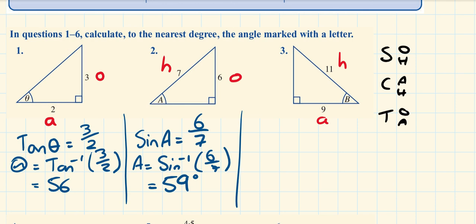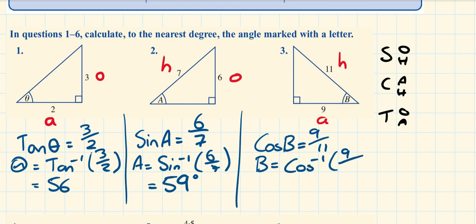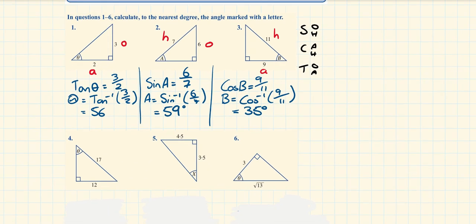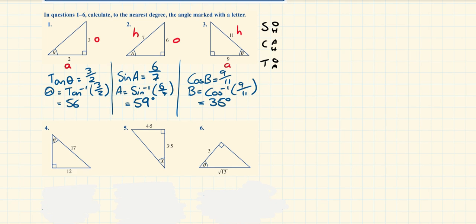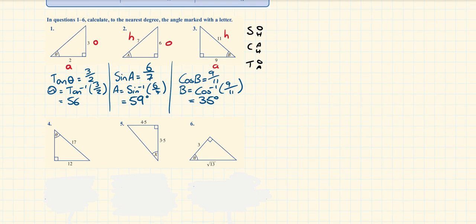And finally, we will do this one. So this time we have A and H. So this means we're going to use cos B equals 9 over 11. So we do B equals cos minus 1 of 9 over 11. And this will give us 35 degrees. So identify them and figure them out. So I'm just going to zoom out here and give you the next few. So if you want to pause it and try them, I'll rub out my white bits then. Okay.